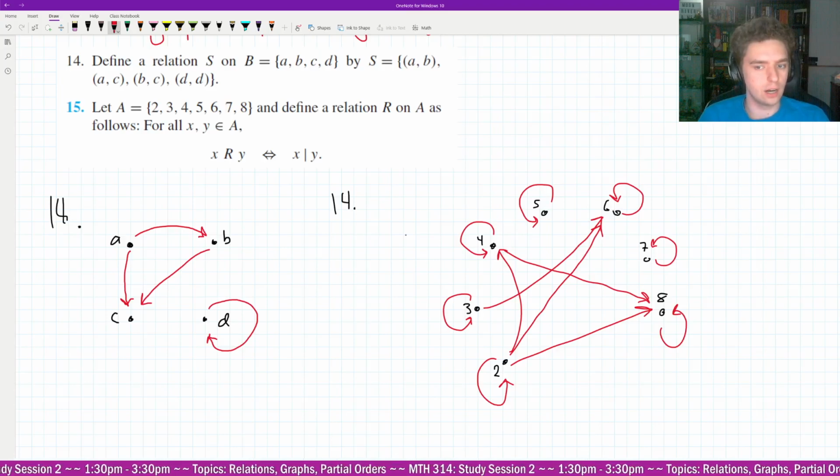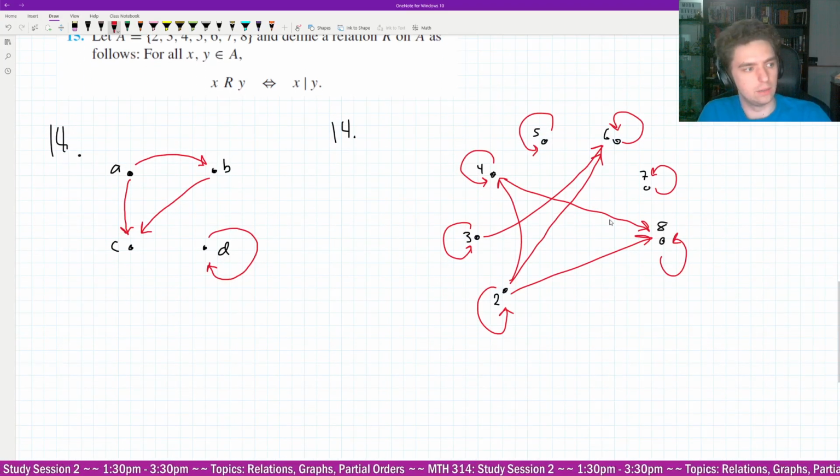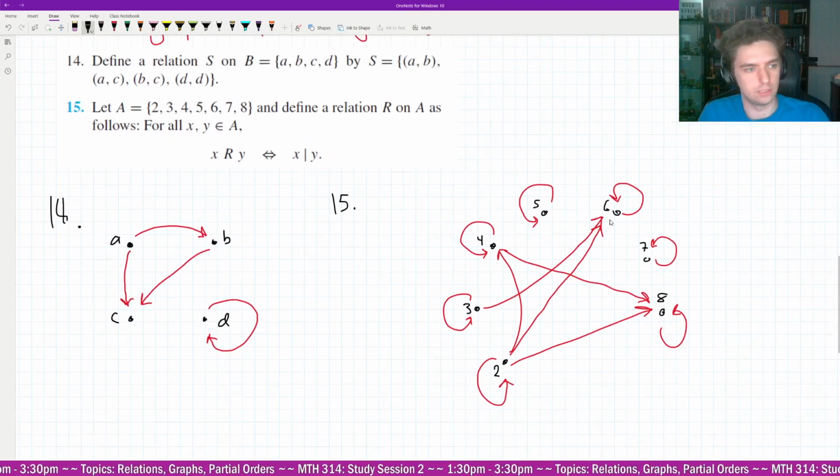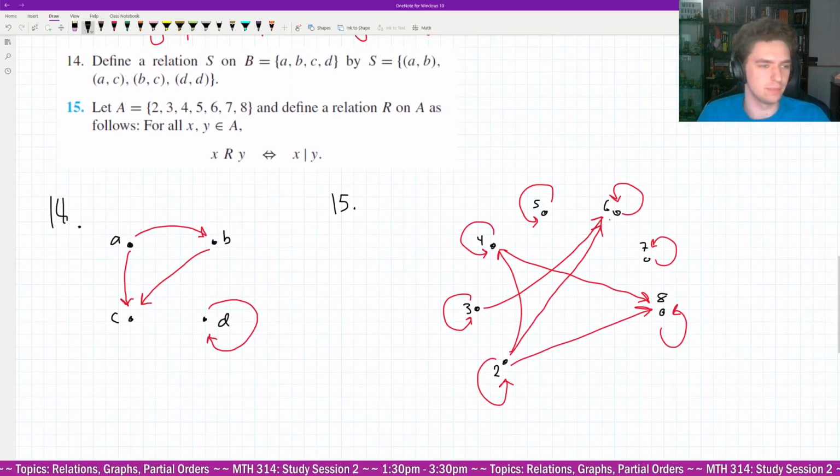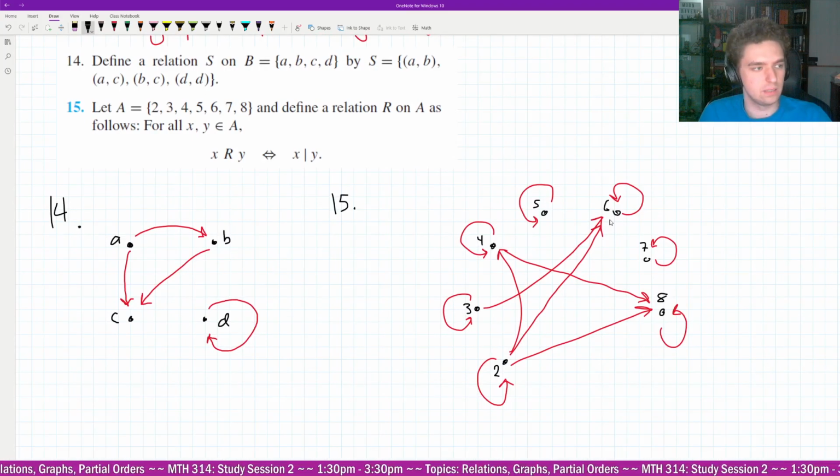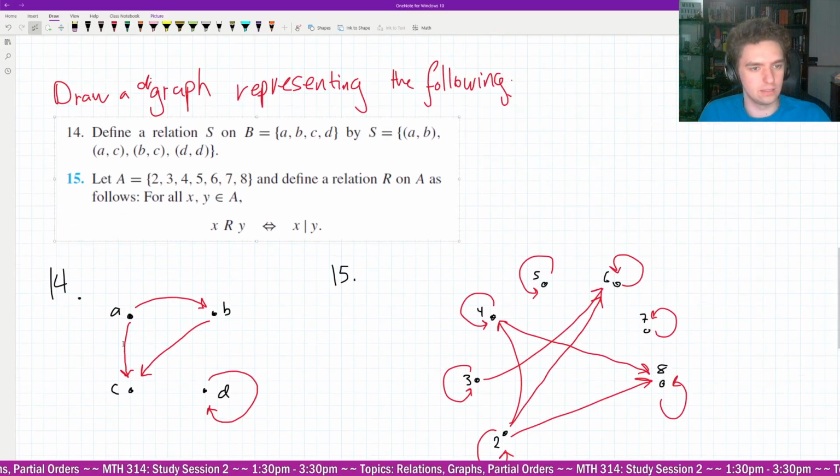So there is our digraph for this relation here. So any questions about how I drew this graph? It's fine. Okay, so it's 15. What's the graph on the left? Yeah, that's for 14. I labeled them both 14 for some reason. There we go. Yeah, 14, and this is 15.